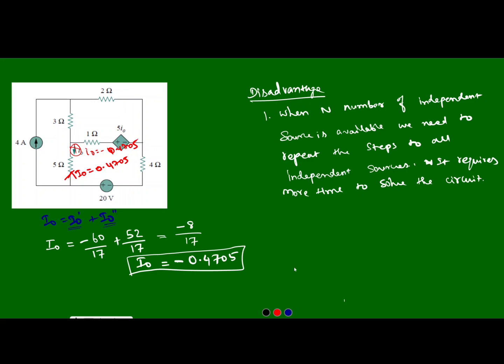I hope all the viewers have understood what the superposition theorem is and how we can apply it to the circuit. I took this circuit because all three different sources are available, that is voltage source, current source, and dependent source.